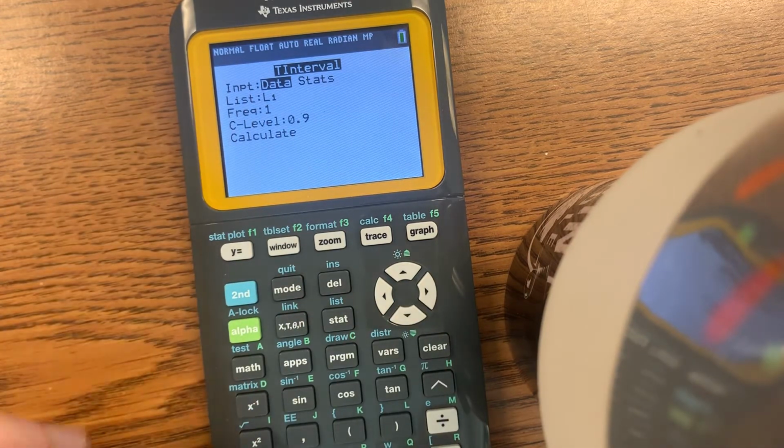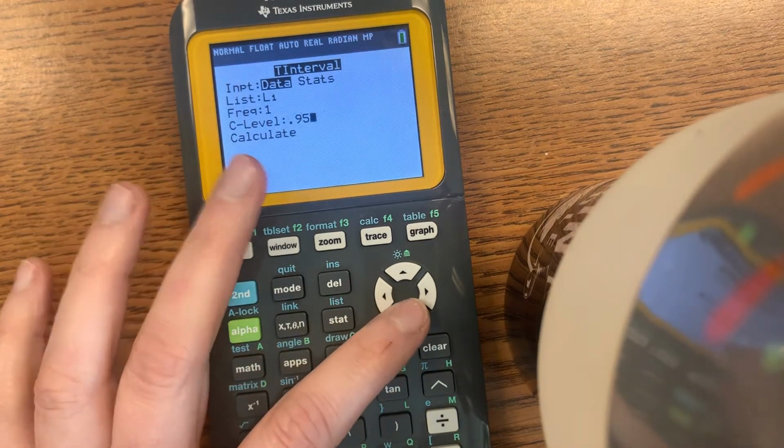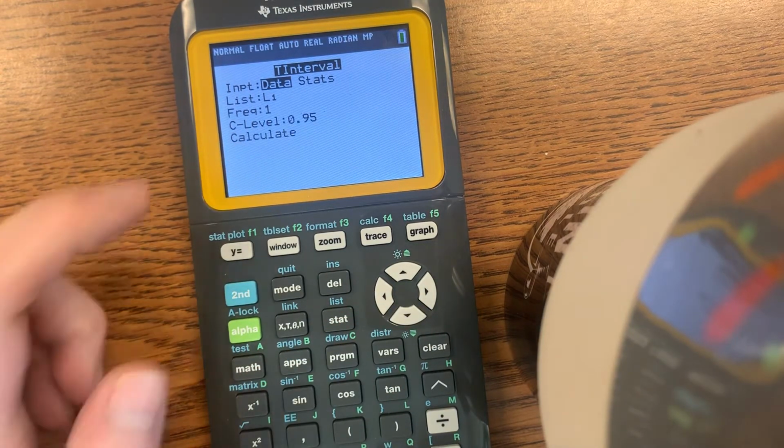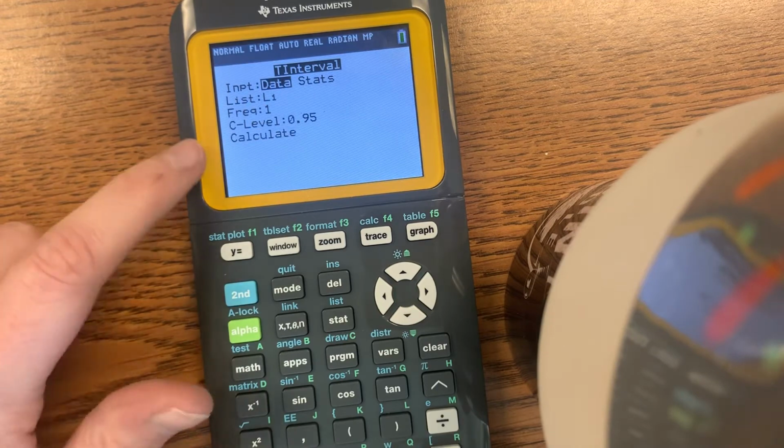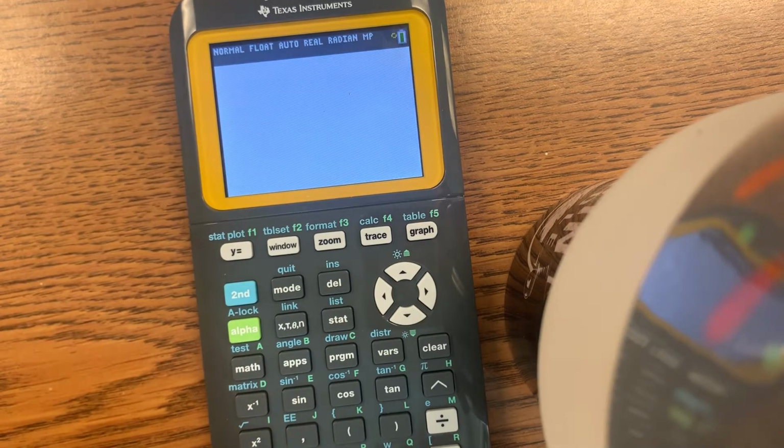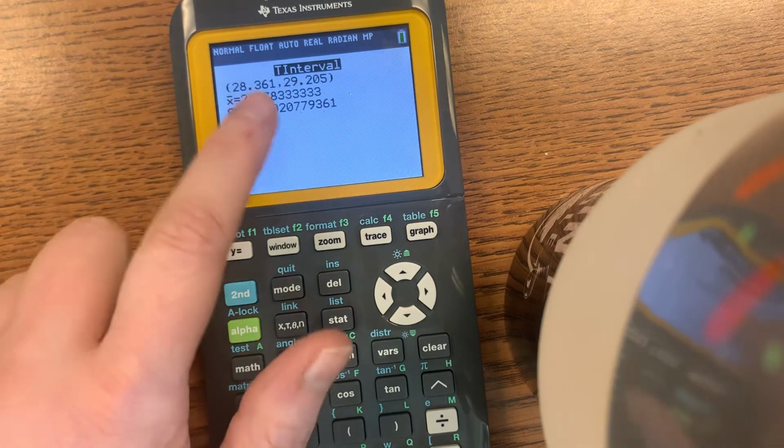And then C-Level is your confidence level. We wanted 95% for this problem, so I'm going to put .95, and that's all at once. If I put the data in the calculator, that's all I need to type here, and then I hit calculate, and then it's going to give me my interval.